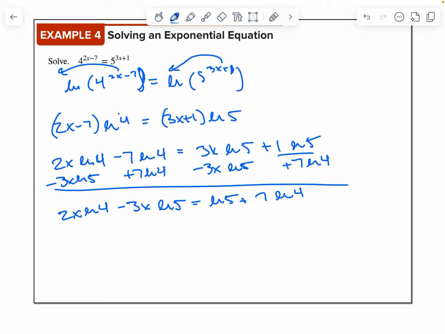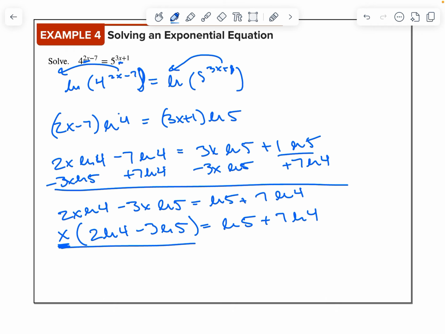All right, here's my handy trick. Once we have the x's to one side, we can factor an x out, and I'll have x times (2 ln 4 minus 3 ln 5). I factored it out as a GCF. I'm going to leave everything else exactly the same. Since I had an x here and here, I finally am to a point where I only have a single x in the problem. I can divide both sides by 2 ln 4 minus 3 ln 5. Divide both sides, and we're going to have just x.